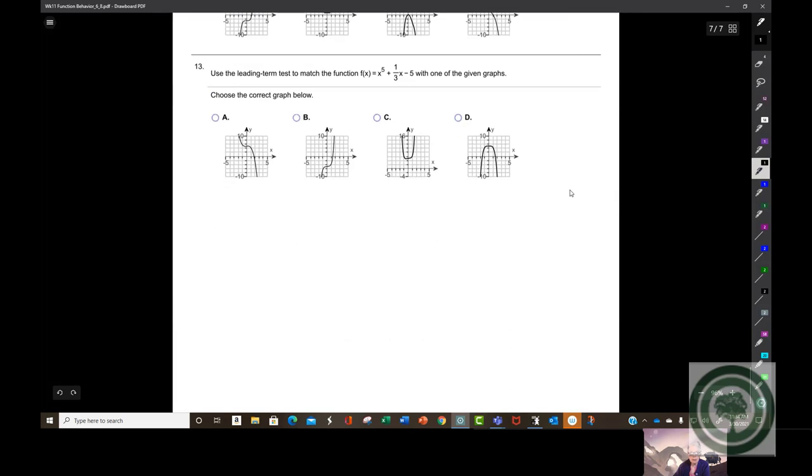Let's do this one. This is x to the fifth. All right, that's an odd degree. And it's positive. It's got a positive invisible one in front of it. So it's going to go up forever on the right and down forever on the left. It's going to look kind of sort of like that.